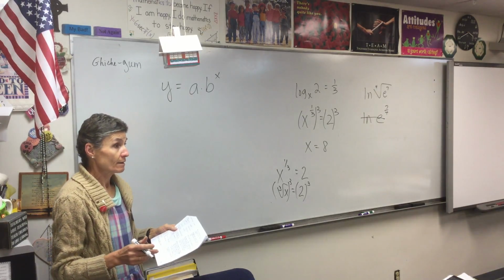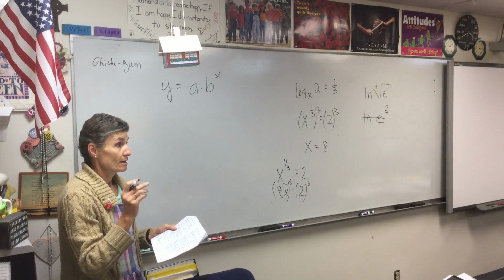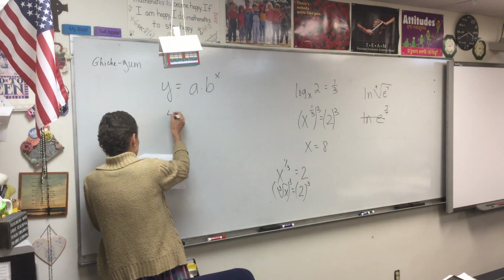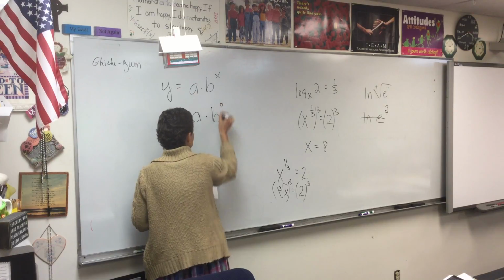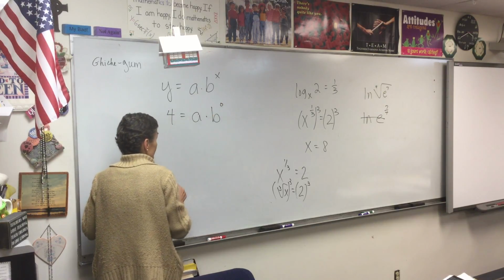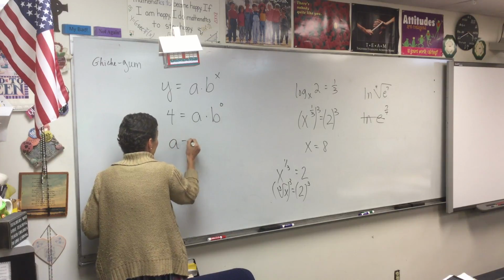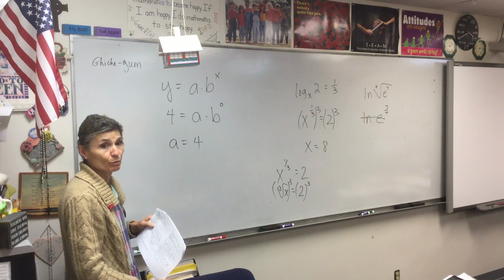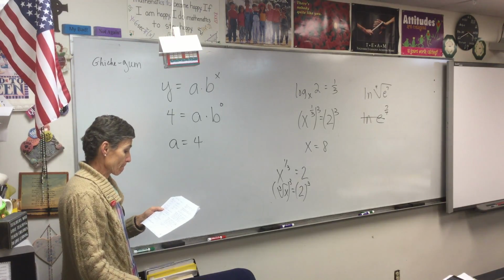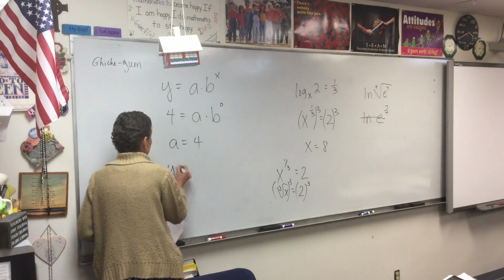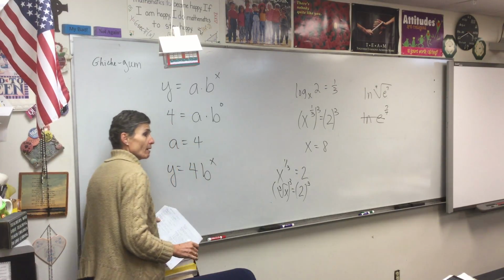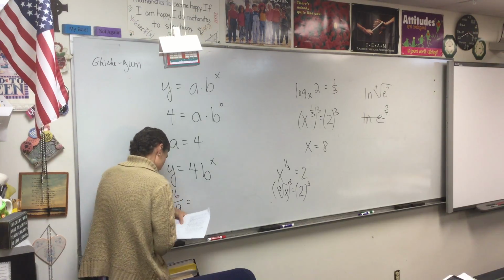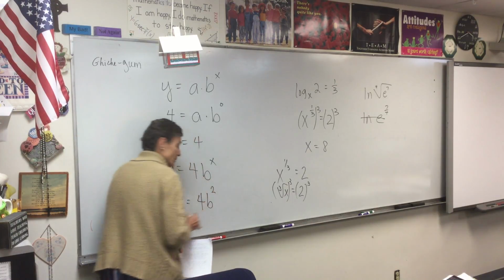We start by understanding that we're going to plug in the point (0, 4) first, the point with the 0. So when I plug that in, and this always happens, you're going to put that 0 in for the x, that's going to go away, so A is 4. Every time that's going to happen. It's called your initial value. So now your equation is y equals 4b to the x. What do you do now? Plug in the other point. So 16/9 equals 4b squared.